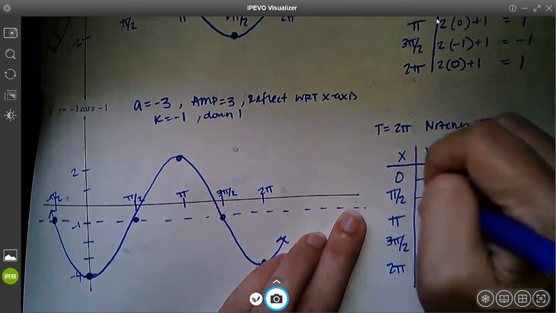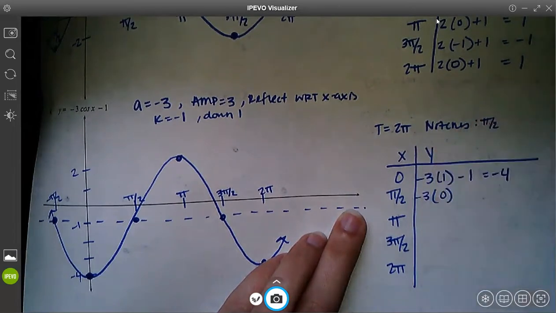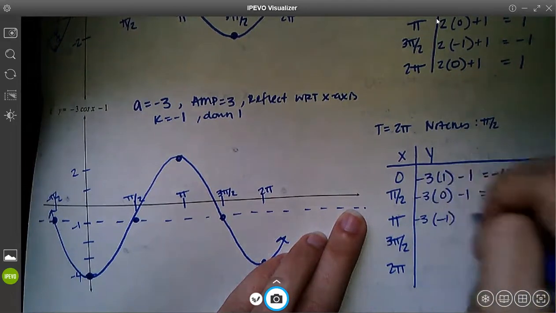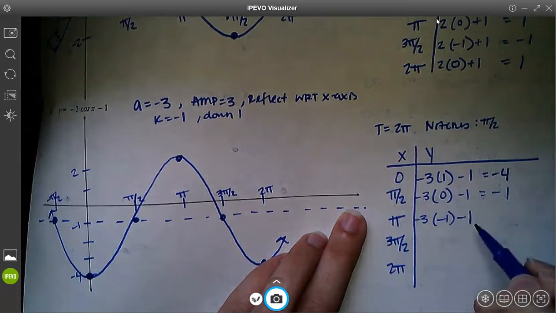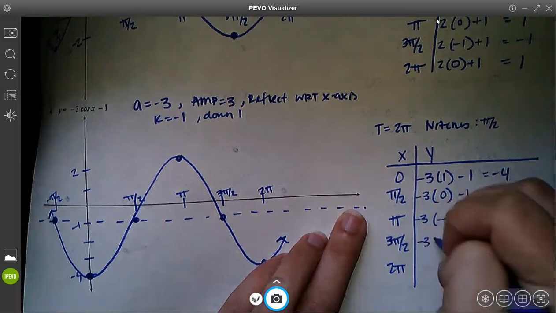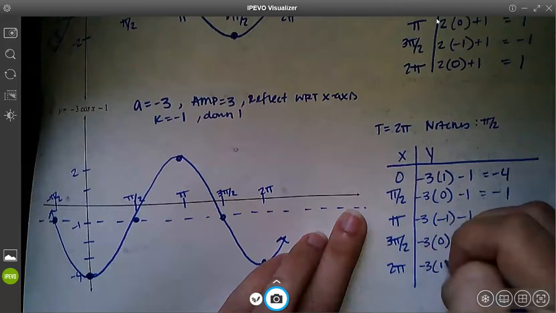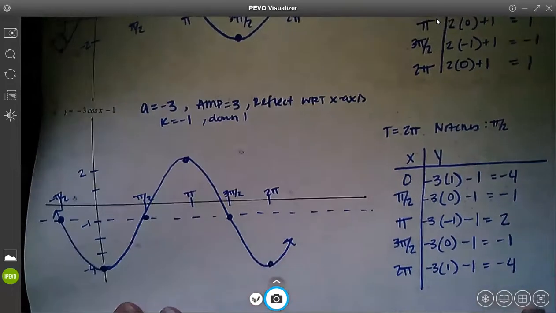The cosine of pi over 2, that's my x value, so that's 0. You get -1. The cosine of pi is -1. So you have -3 times -1 is +3, minus 1 is 2. The cosine of 3 pi over 2 is 0. And then the cosine of 2 pi is 1. So there's your table.